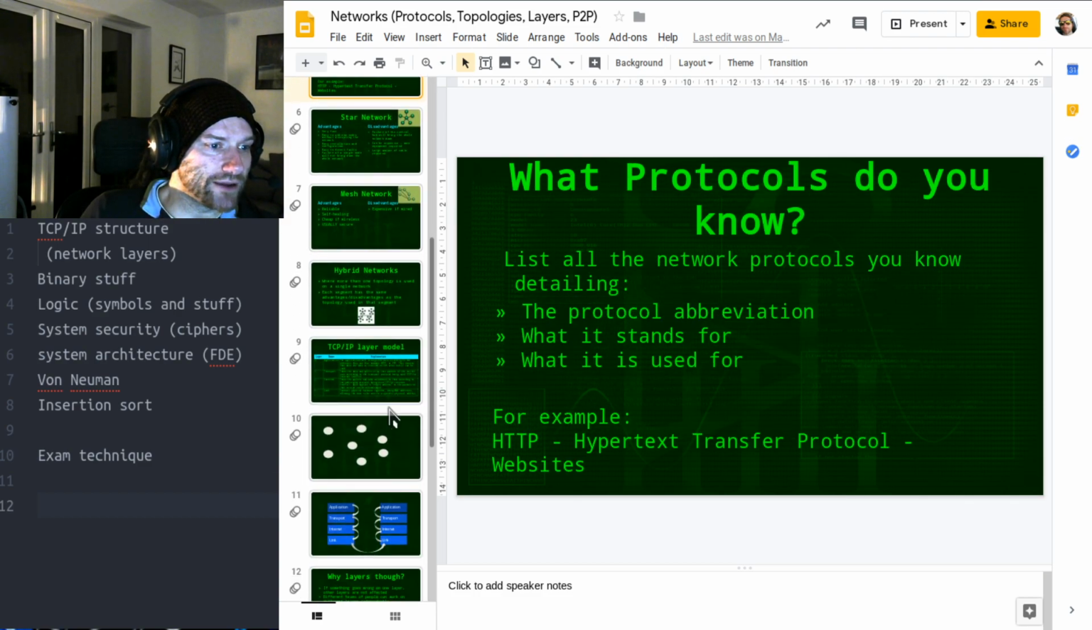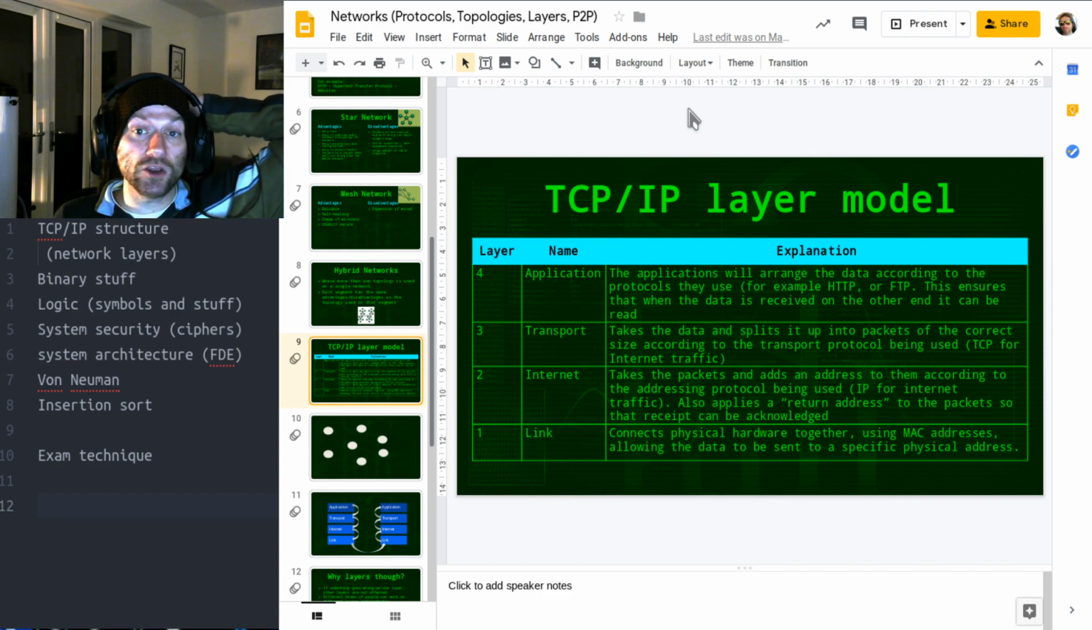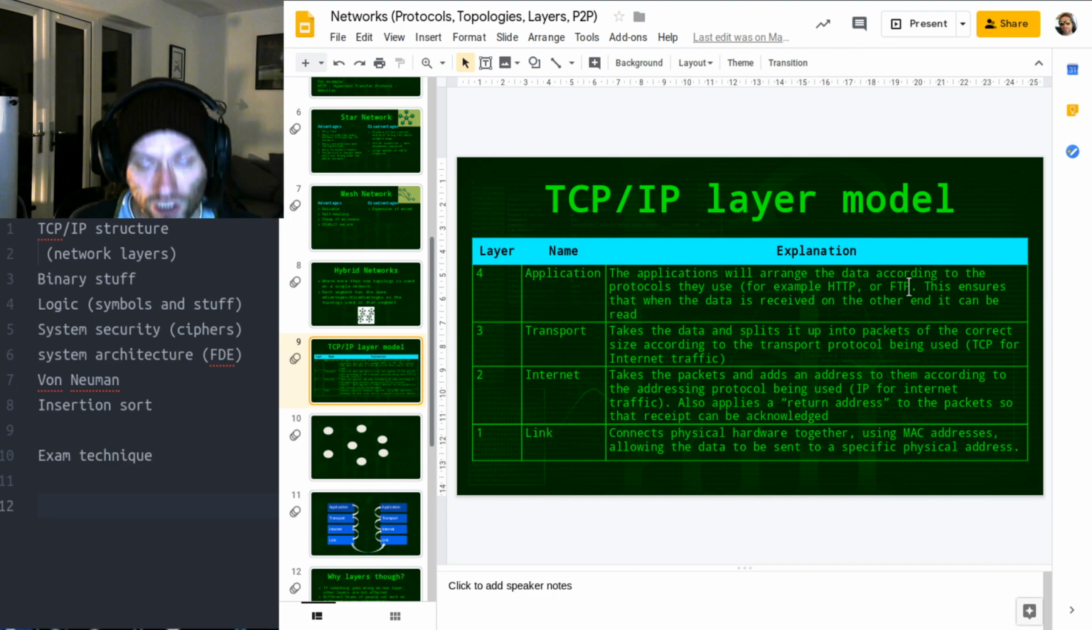Right, here we go. Protocols, star networks, mesh networks, hybrid networks, the TCP/IP layer model. Here's the thing that you need to understand. When you send information across a network, it does not just send the whole lot all at once. It splits it up into packets. Who can tell me what a packet of information is?